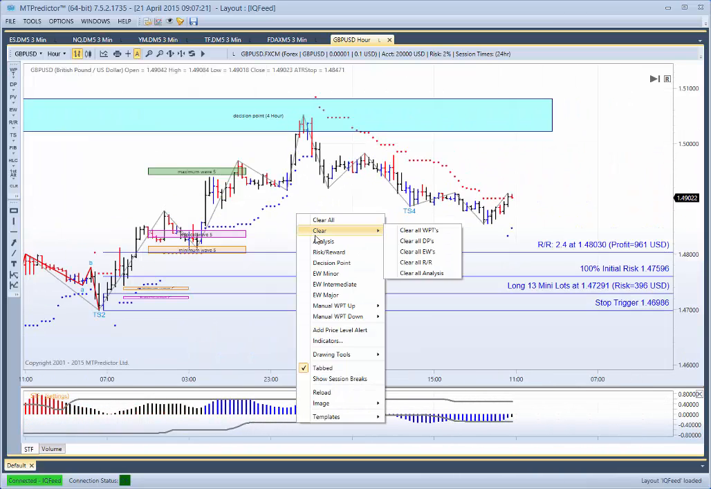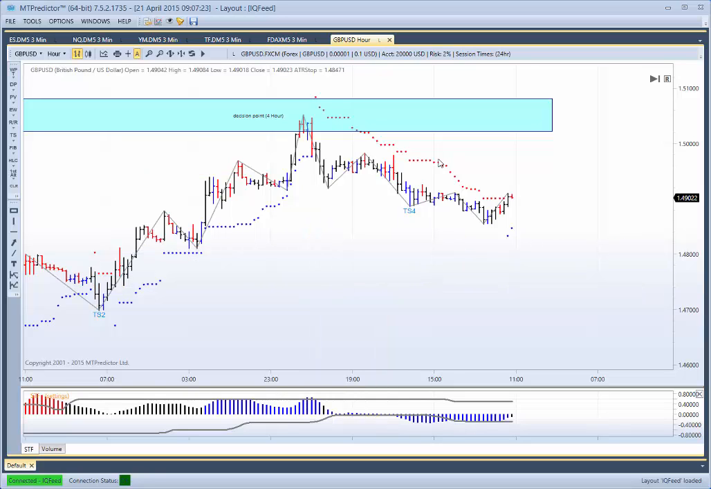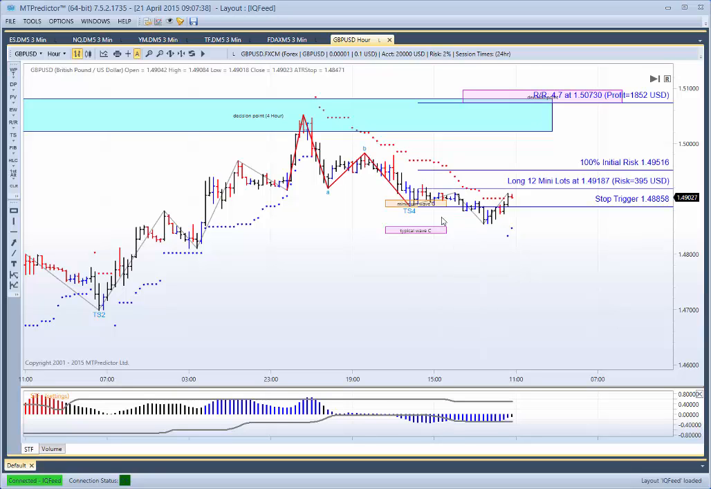I'll just clear the analysis off so we don't get confused. Because we have a larger degree resistance area here, the larger degree trend would be deemed to be down, and therefore we'd avoid this TS4 buy setup. And you can see this would have avoided what would have otherwise been a losing trade. So if I place the analysis on, you can see it would have taken you in and stopped you out.